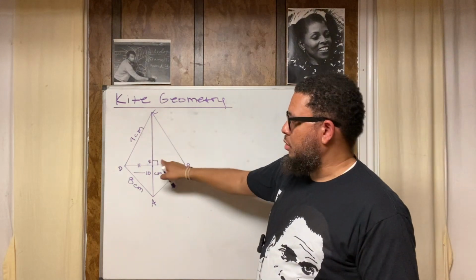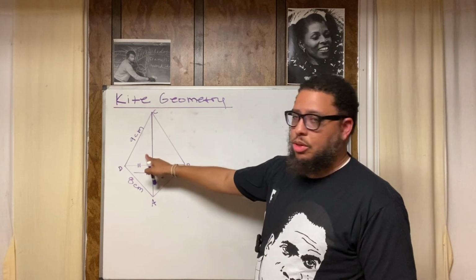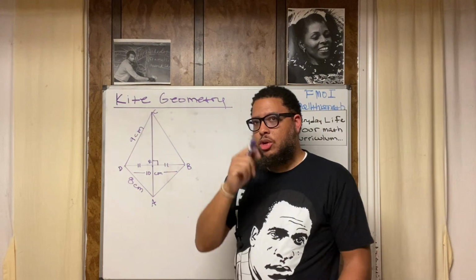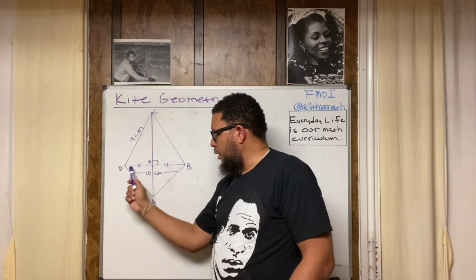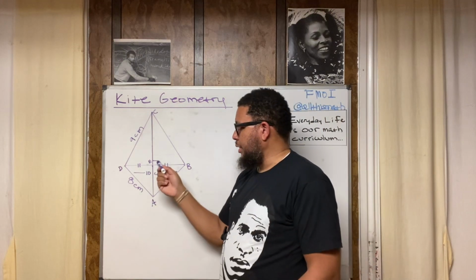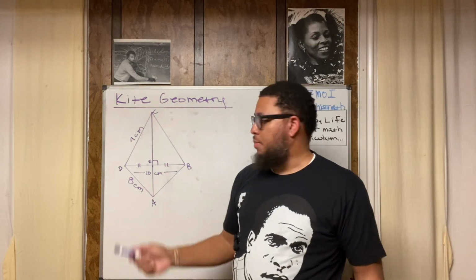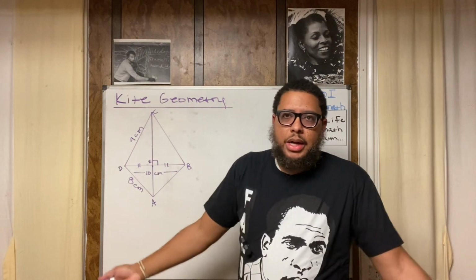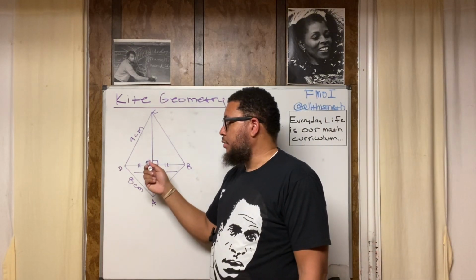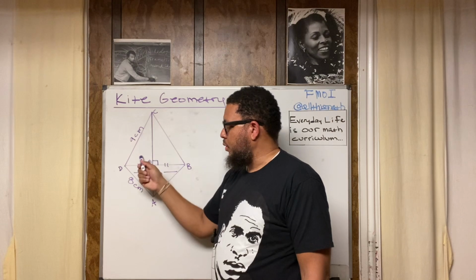Now, I know this is a right triangle because it has a right angle, but how do I know this is a right triangle? Because this has to be a right angle also. How do I know that? Because this is a straight line. Straight lines have an angle measurement of 180. If I know that this angle is 90 and both angles have to add up to 180, what does the other one have to be? The other one has to be 90. So that means this is a right angle. So if this is a right angle, this is also a right triangle.